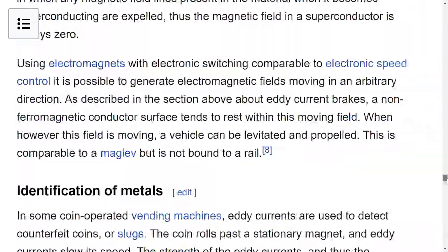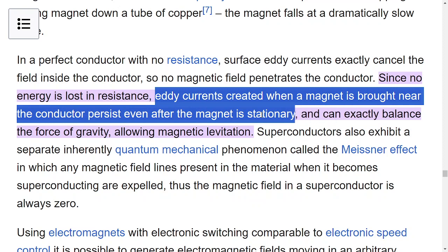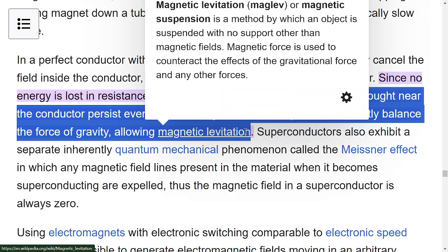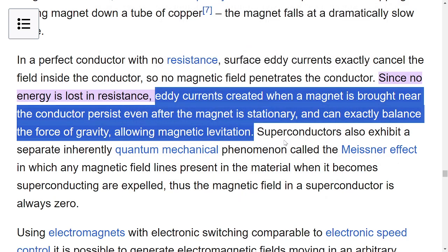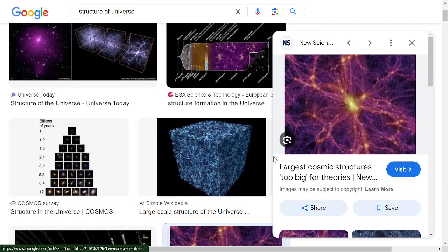Where was that passage? There we go. Since no energy is lost in resistance, eddy currents created when a magnet is brought near the conductor persist even after the magnet is stationary and can exactly balance the force of gravity, allowing magnetic levitation. So it balances gravity. Now that should have been a clue to somebody that this is creating gravity on a larger scale, isn't it? I think so. All right, let's continue.